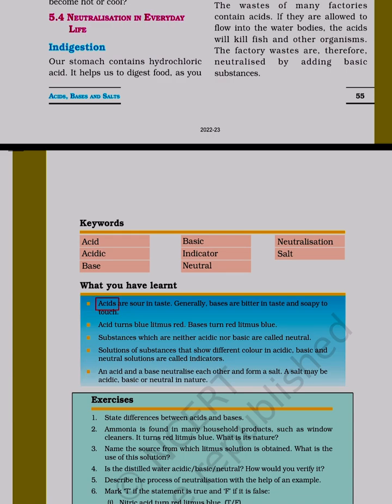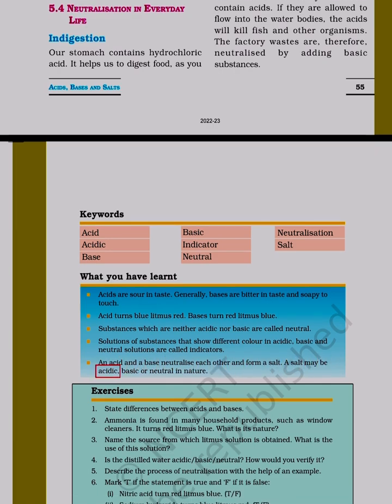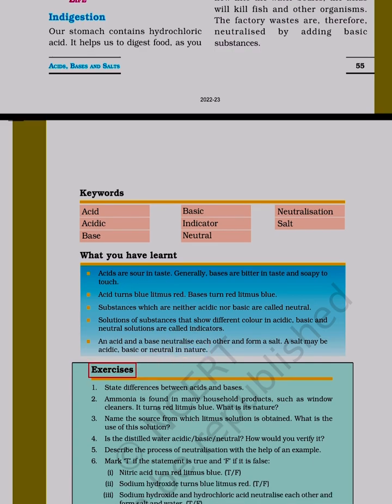Acids are sour in taste. Generally, bases are bitter in taste and soapy to touch. Acid turns blue litmus red. Bases turn red litmus blue. Substances which are neither acidic nor basic are called neutral. Solutions of substances that show different color in acidic, basic and neutral solutions are called indicators. An acid and a base neutralize each other and form a salt. A salt may be acidic, basic or neutral in nature.